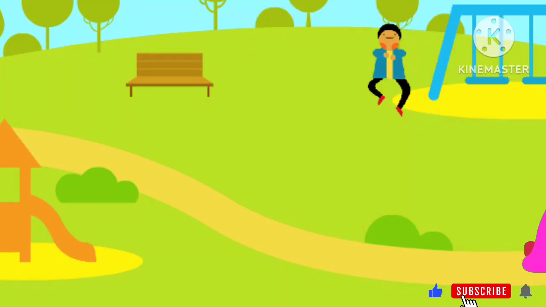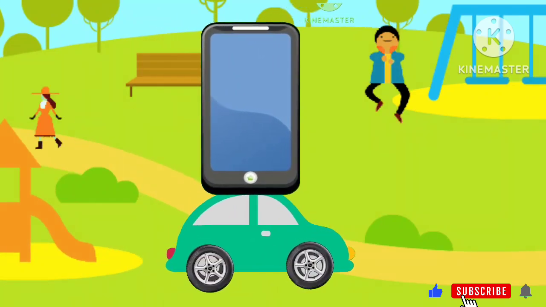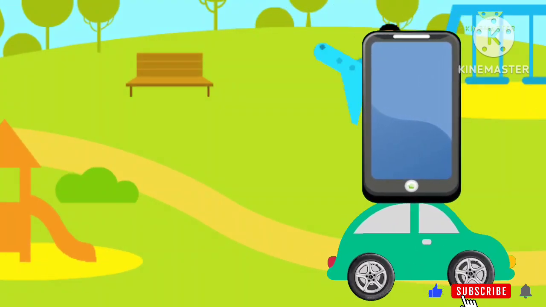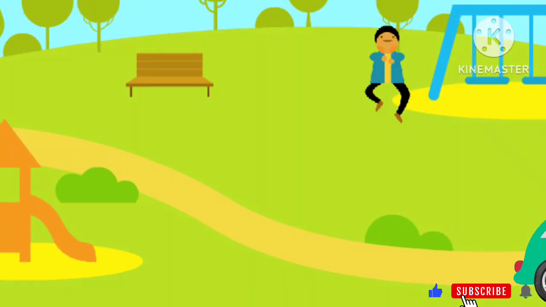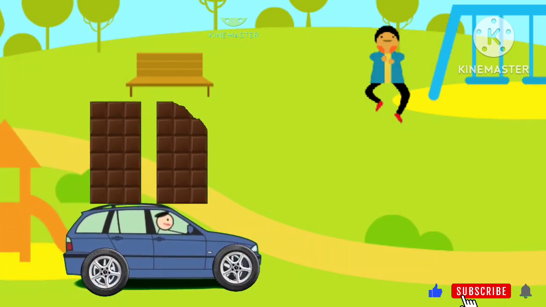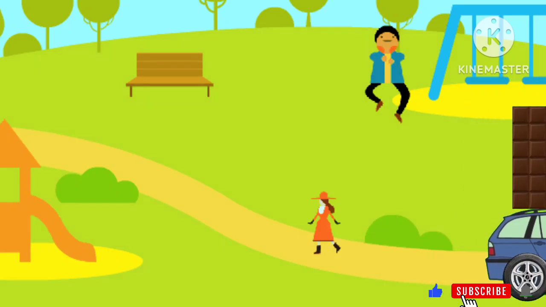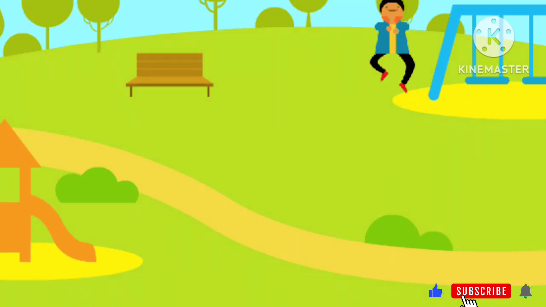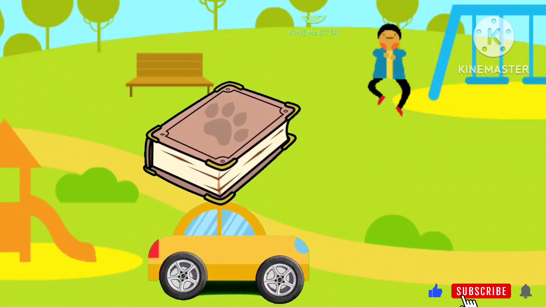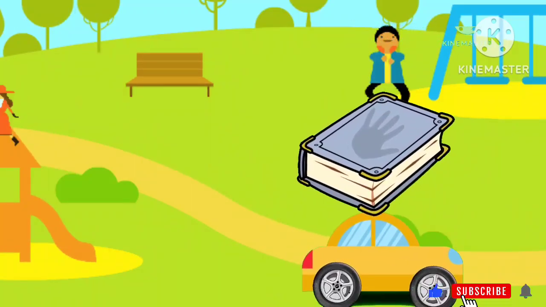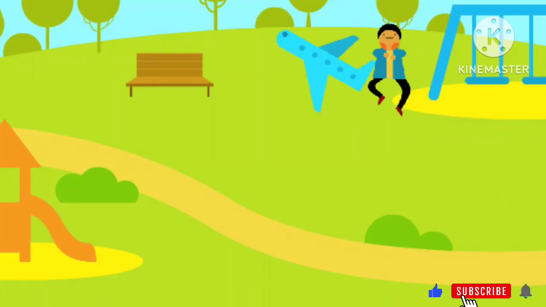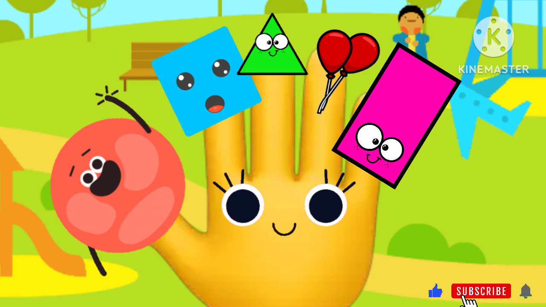Now we learn rectangle shape. Cell phone, rectangle. Chocolates, rectangle shape. Book, rectangle shape. This is a rectangle shape.